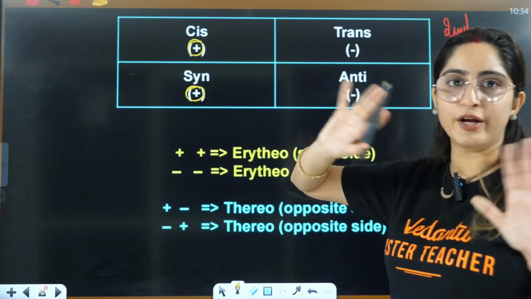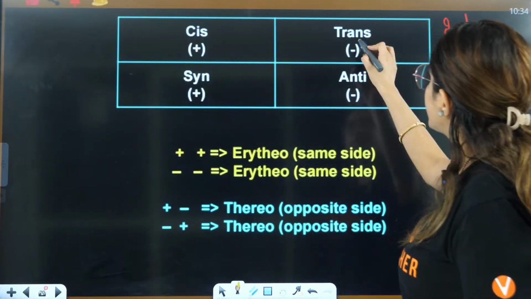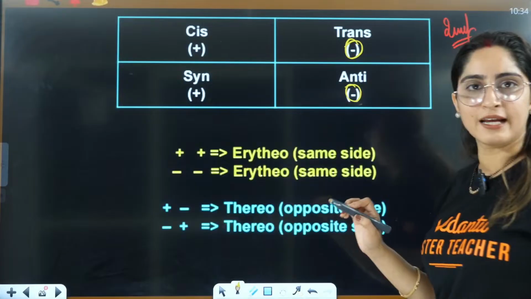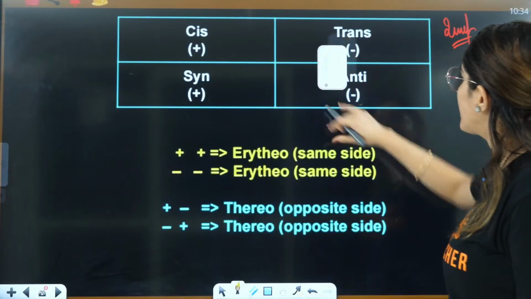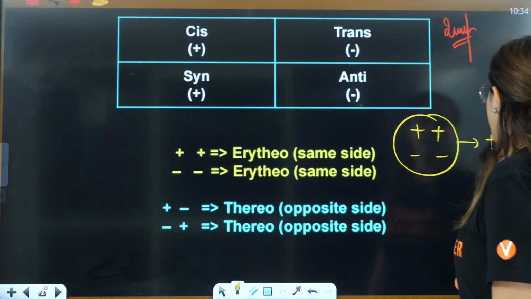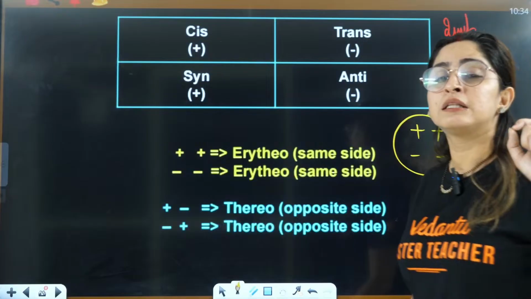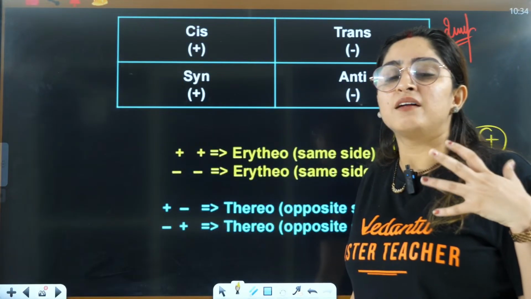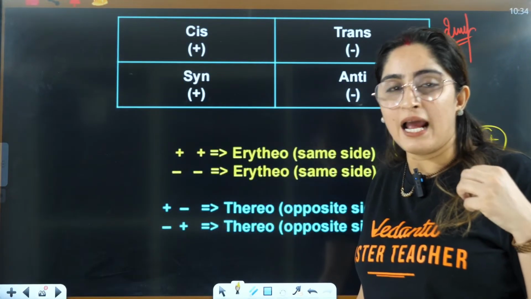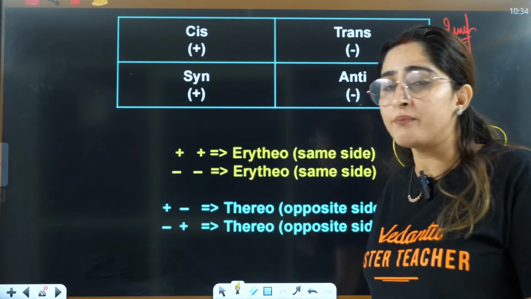This is just a way to remember. Let's say cis is positive, syn is positive. Let's say trans is negative, anti is negative. When you have positive, positive, or negative, negative, overall it will become positive. That means it will be erythro. That means the addition that you're doing here will be on the same side.